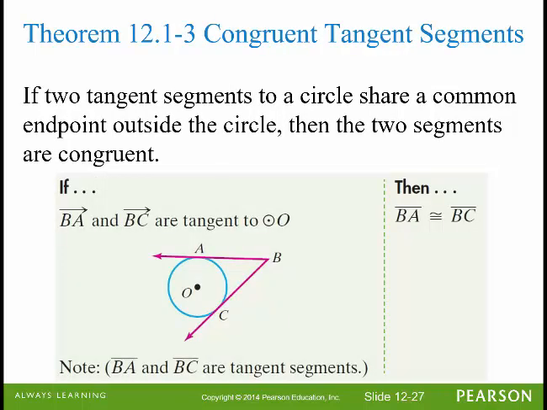All right, another theorem. If two tangent segments to a circle share a common endpoint outside the circle, then the two segments are congruent. So if ray BA and ray BC are tangent to circle O, then segment BA and segment BC, to the points of tangency, are congruent.